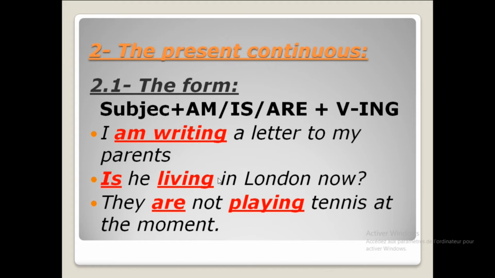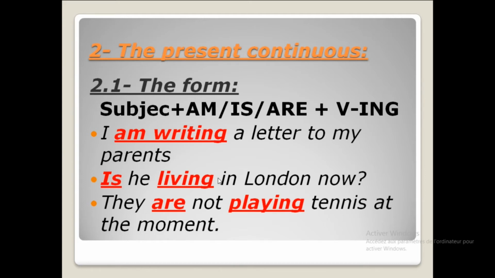The next example is an interrogative sentence. Is he living in London now? So when we have an interrogative sentence, we start with is or am or are plus subject plus verb plus ing. Is he living in London now? Is he writing a letter now? Is she playing the guitar now? Okay.